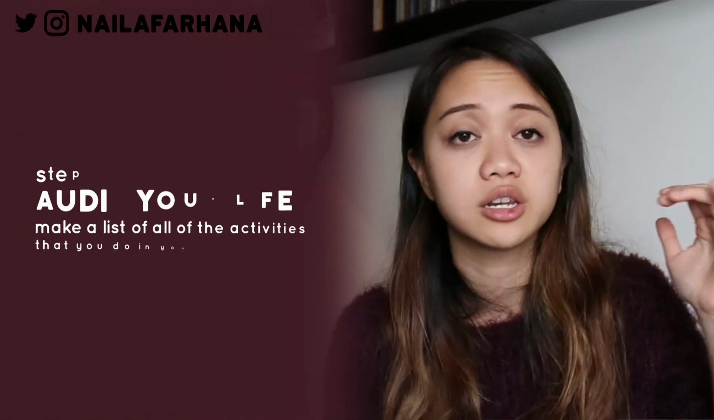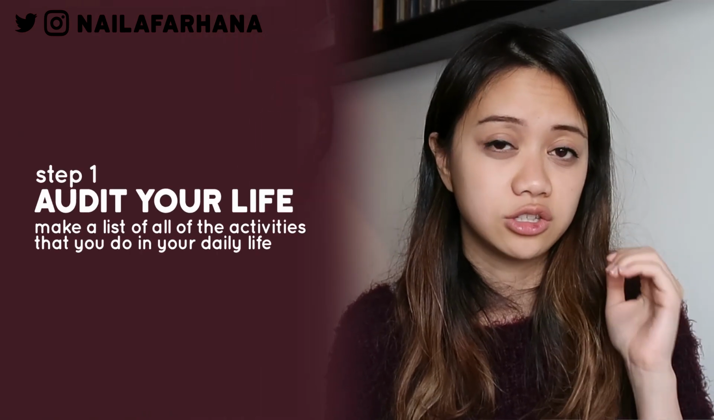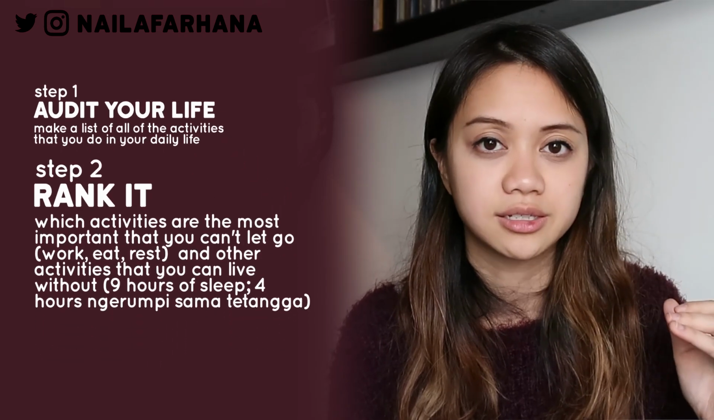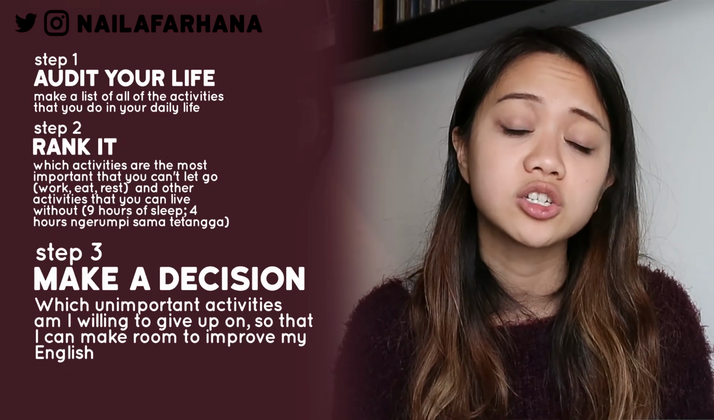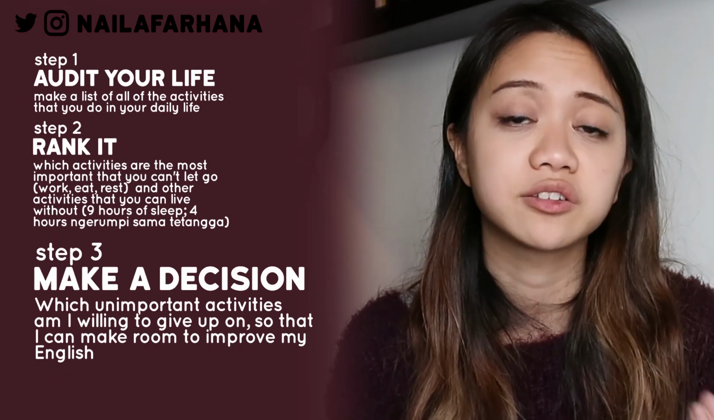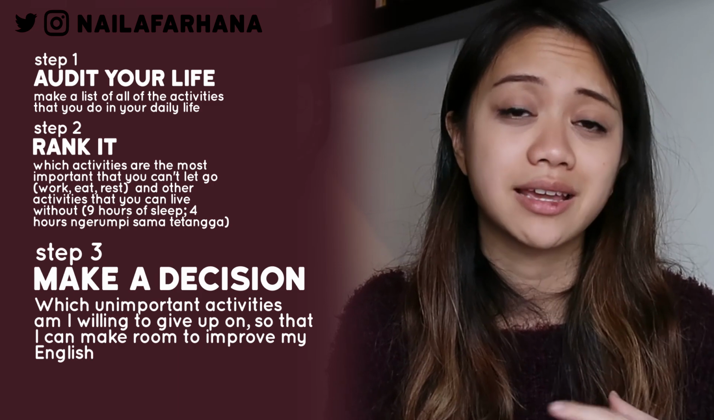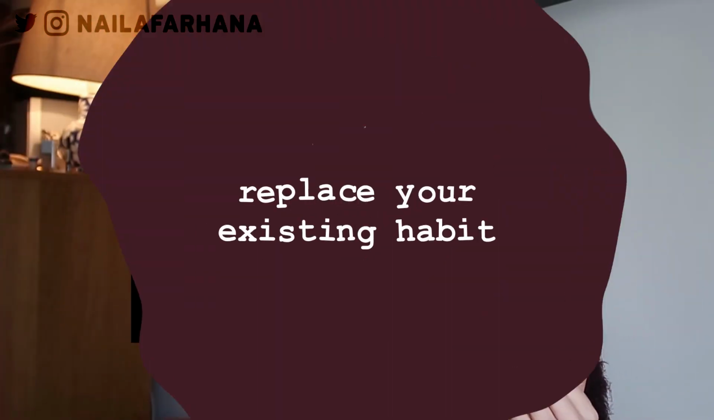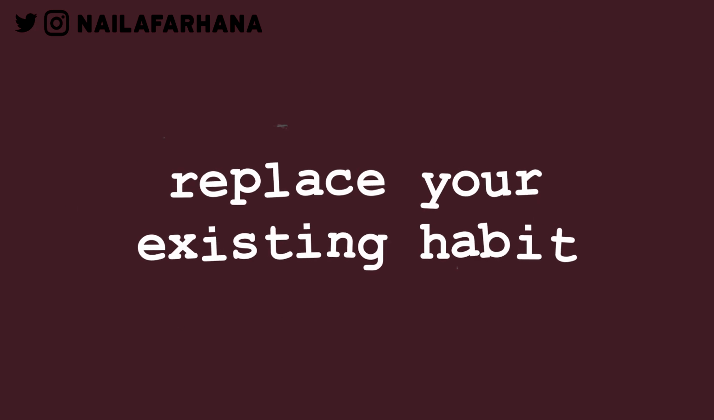And how can you do this in your life? You probably would have to audit your life first. What are the things that you do every day? And you kind of have to rank them based on how important they are. And based on that, you have to make a decision on what activities you just have to let go of, so you can actually have space and the time in your life to do things that are important for you. Number 3 is to replace your existing habit.